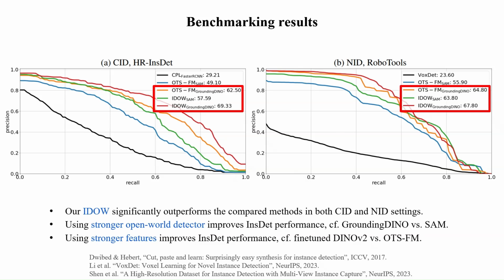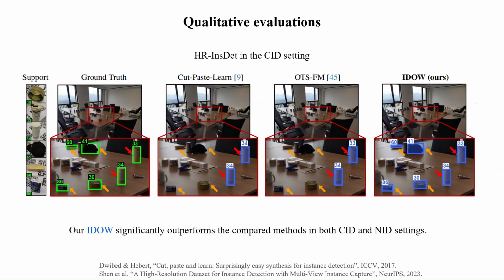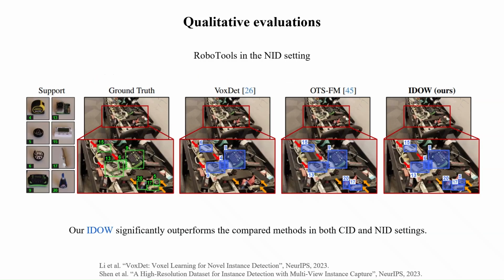We present the precision-recall curves for representative instance detectors in both CID and NID, and we find our IDOW performs significantly better. A stronger open-world detector and feature representation improve InsDet performance. Here are some visual examples on a high-resolution InsDet dataset in the CID setting, and a RoboTools dataset in the NID setting. Our IDOW outperforms other methods in both CID and NID settings.